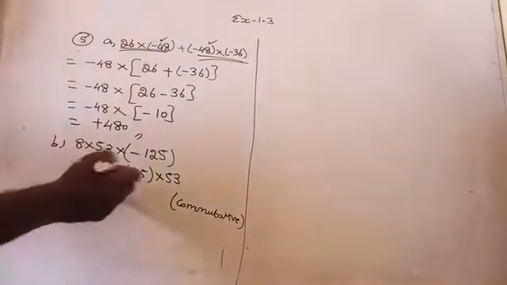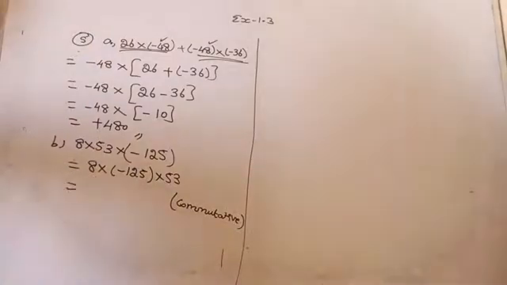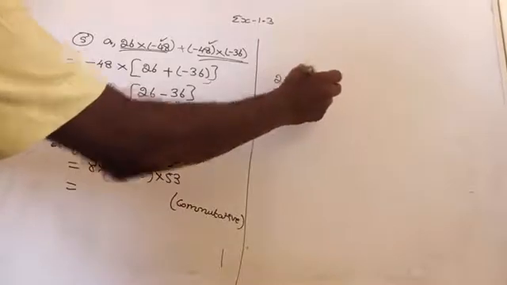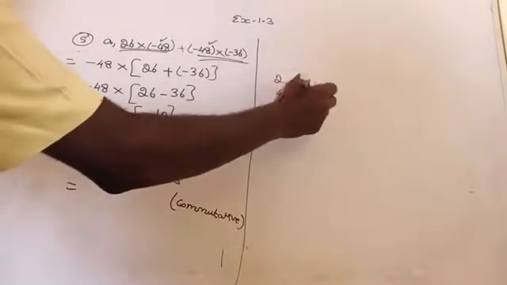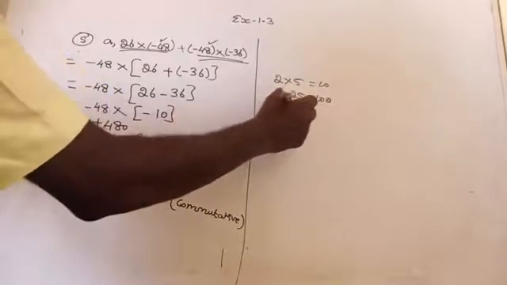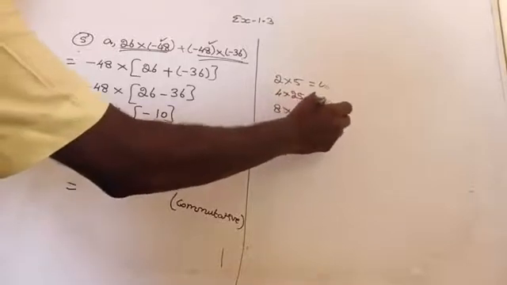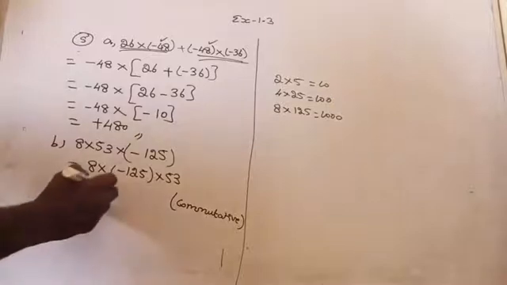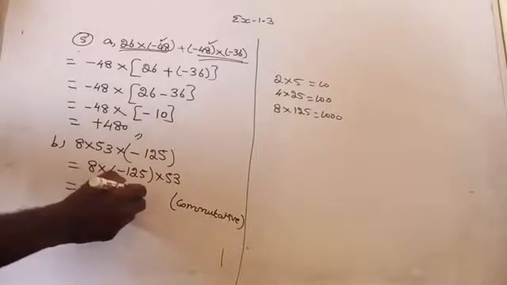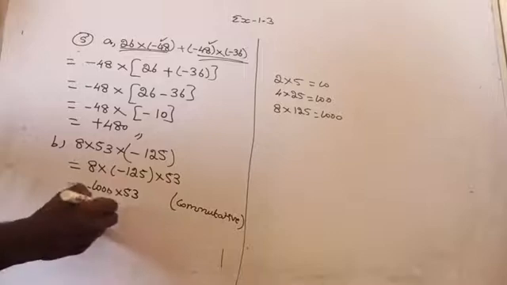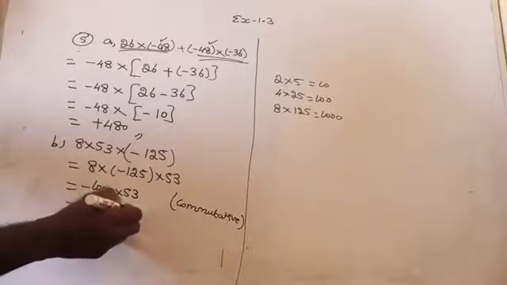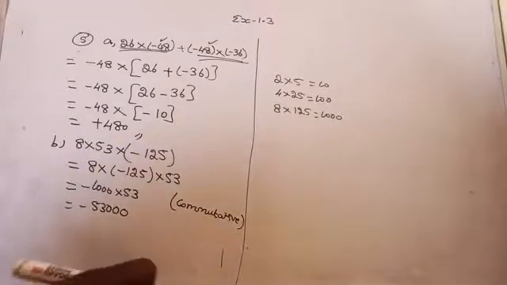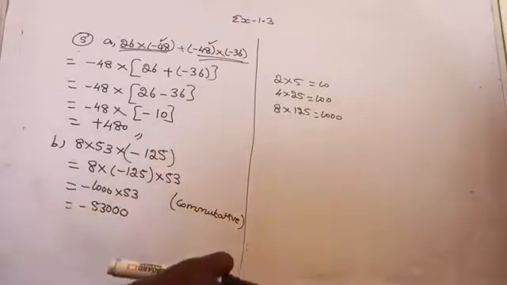Am I right? Now 8 into 125, 1000. Already I told you. 2 into 5, 10. 4 into 25, 100. 8 into 125, 1000. So plus into minus is minus, 1000 into 53, which is equal to minus 53,000. Minus 53,000. Am I right? Yes.